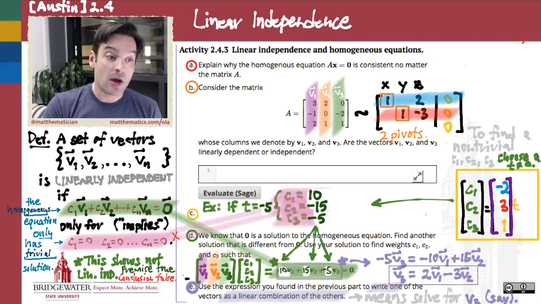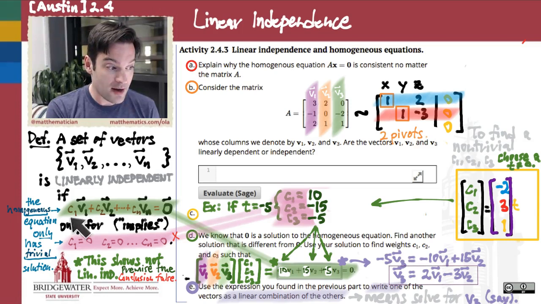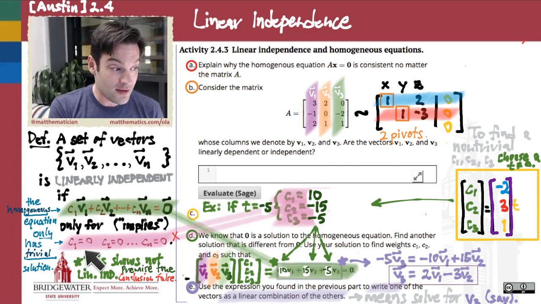So taking a broad look back at what we just did, linear independence, first and foremost in its original definition, is about solutions of the homogeneous equation for that set of vectors. Linear independence means the only way to satisfy the homogeneous equation for that set of vectors, the only linear combination that gives me the 0 vector, is the linear combination whose weights are all 0, called the trivial linear combination.